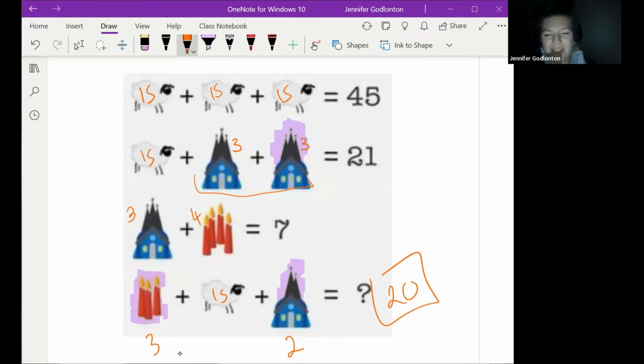So if you got 22 or you got 21, then you just fell for one of the traps, which is very normal. So don't panic. But yes, our answer was 20.